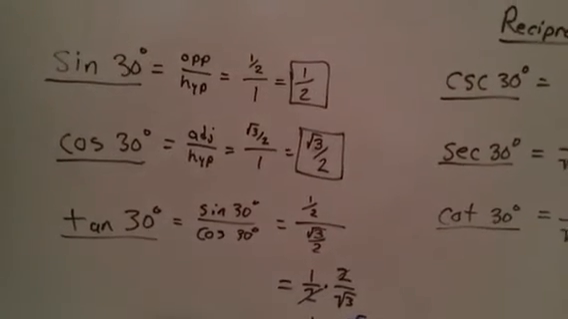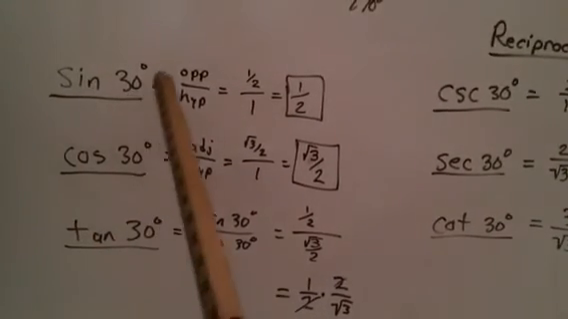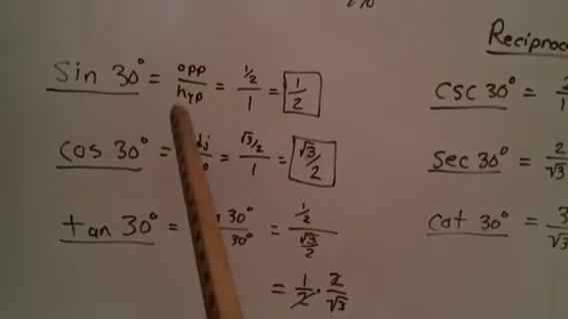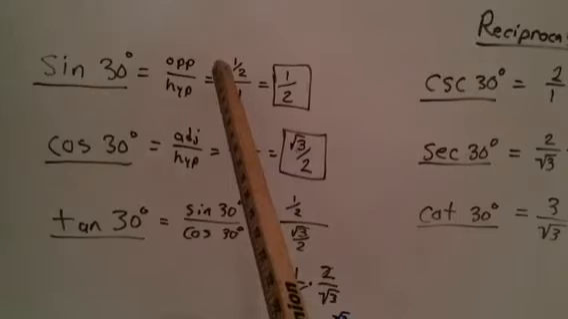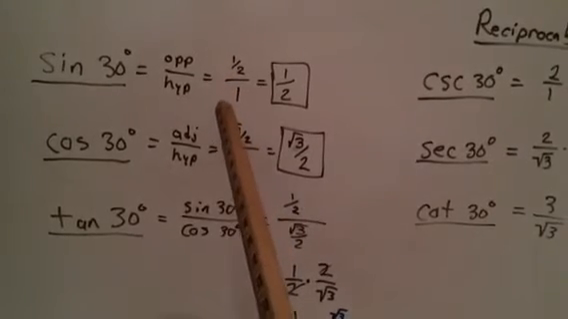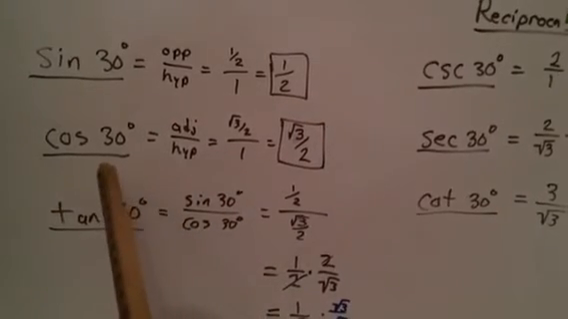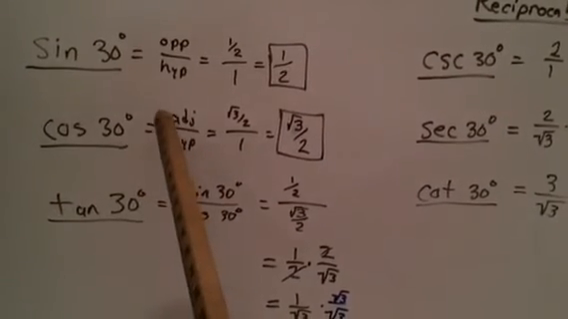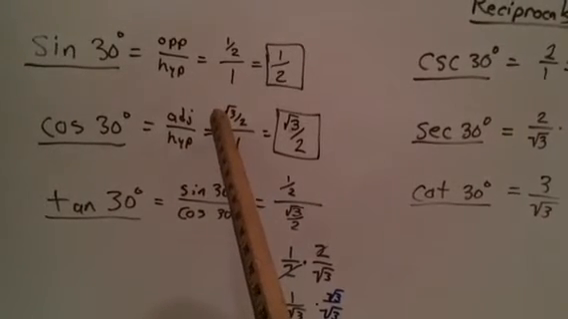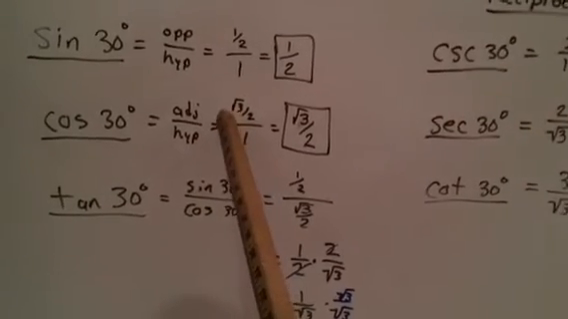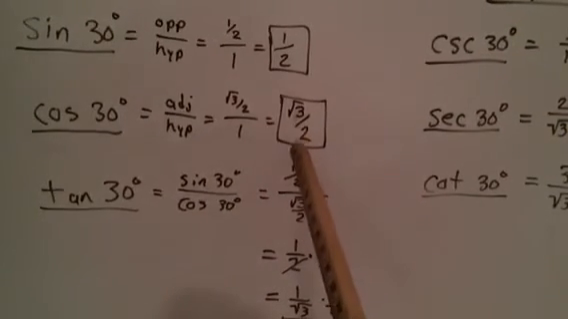To calculate the trig functions for 30 degrees, the sine of 30 degrees is the opposite side divided by the hypotenuse. From our 30, 60, 90 triangle, the opposite side is 1/2. The hypotenuse is 1, giving us 1/2. Cosine of 30 degrees is the adjacent side divided by the hypotenuse. The adjacent side to the 30-degree angle is square root of 3 over 2. The hypotenuse is 1, giving us square root of 3 over 2.